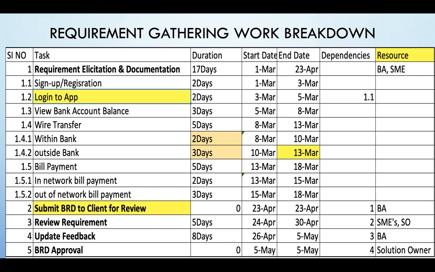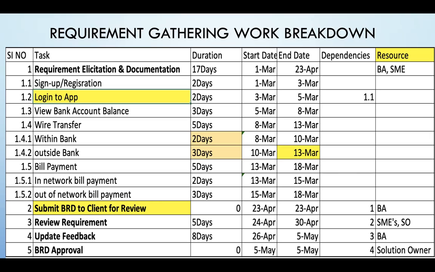And then outside of the bank, we're going to require additional information like routing number, name of the bank, address. We will take in more additional information. So 3 days is what we have down here for wire transfer requirement gathering or elicitation for outside of the bank. So when we put it together, the total is going to be 5 days: 2 days for within the bank and 3 days for outside the bank. Hope this is clear enough. Let's move to the next one.